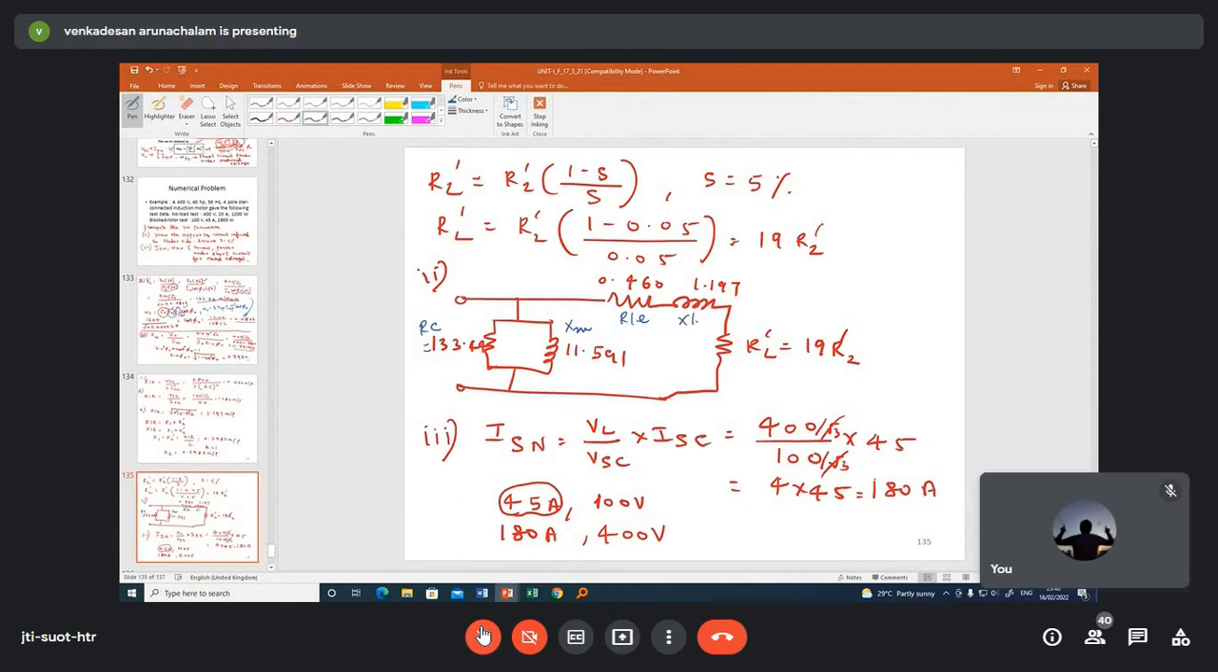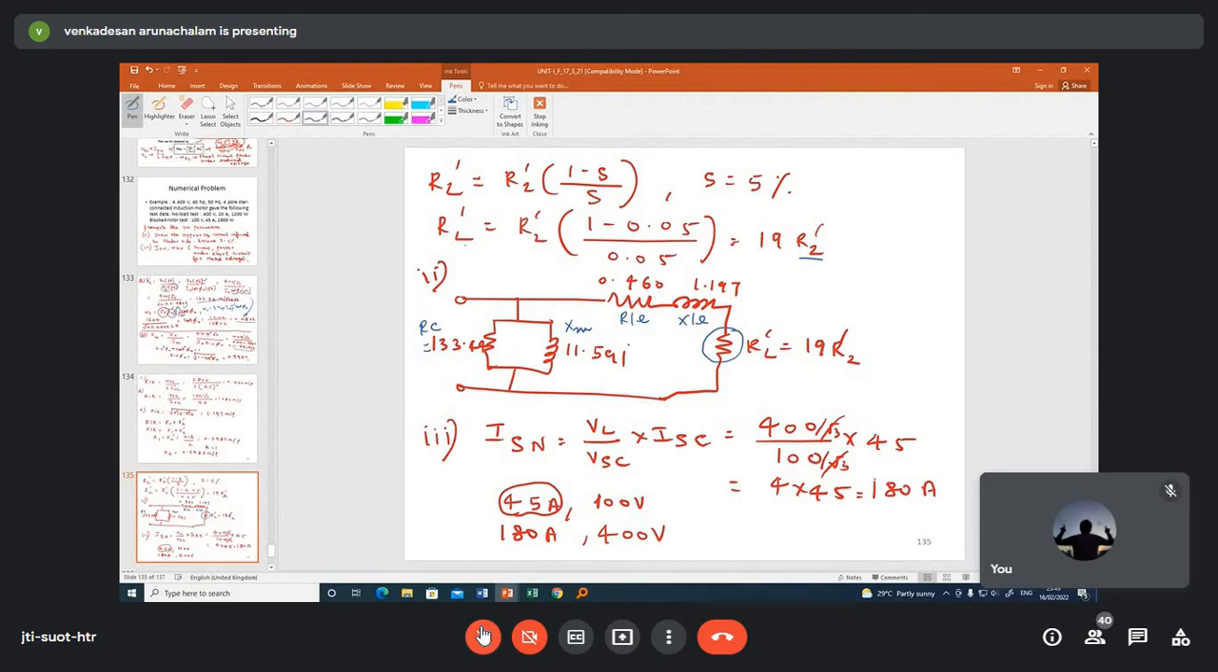This is X1E that we have already computed, but the equivalent load resistance with respect to the mechanical load referred to the stator is RL dash. So RL dash is nothing but R2 dash into (1 minus S) by S. The slip they have given us is 5%, but we do not know the value of R2 dash. So you represent RL dash in terms of R2 dash. So RL dash is equal to 19 R2 dash. So this is the equivalent circuit.